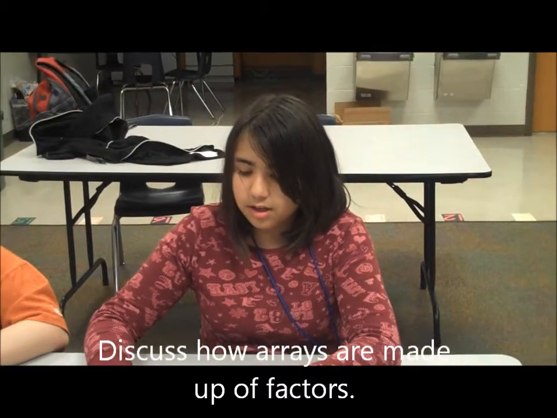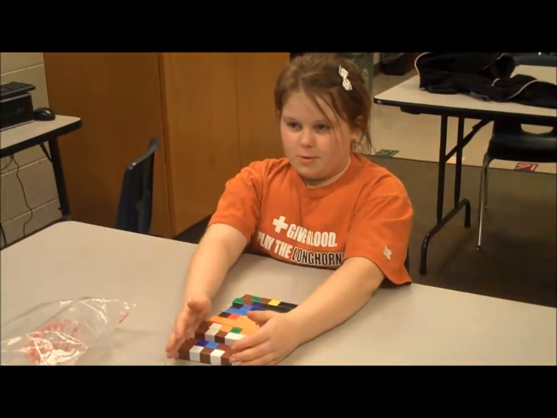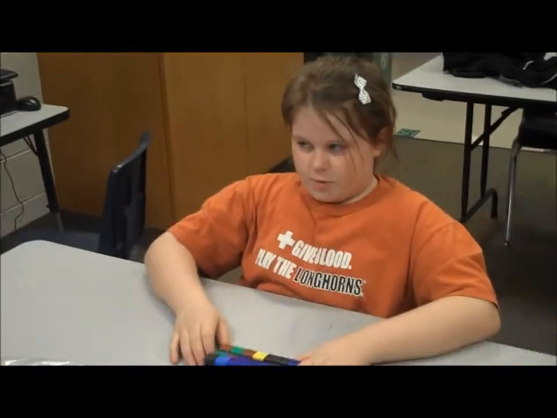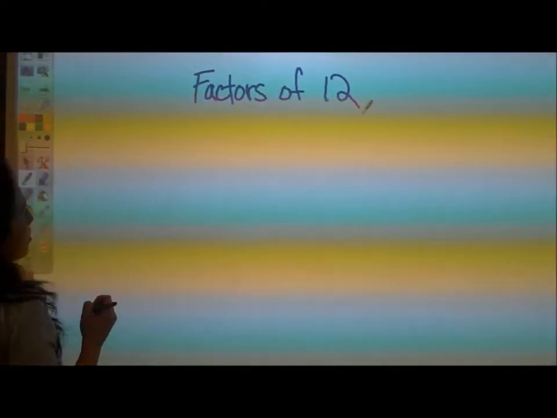Alyssa. Factors are numbers that can go into a number. Yeah, just numbers that can go into another number. Okay. Bailey, do you know what the factors of 12 are? Or how would you figure it out? 12 times 1, 12 times 2, 12 times 3, 12 times 4. So how would you write that? Do you remember?